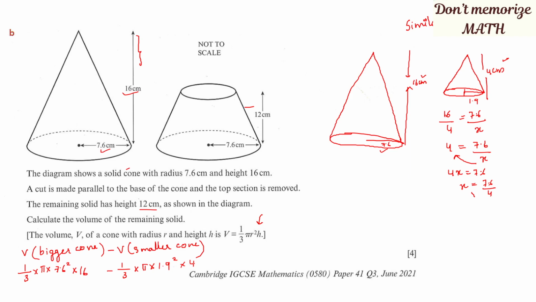So 1 over 3 times pi times 7.6 square times 16, close the bracket, minus, I am putting everything in the same step, open bracket, fraction button, 1 over 3 times pi times 1.9 square times 4, close the bracket. So you will get 7581 over 25 pi, which is same as 952. I will write the answer here.